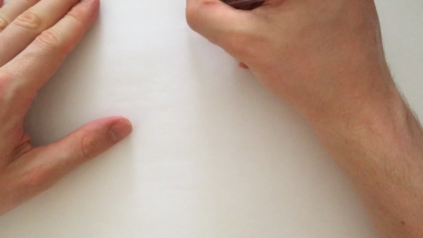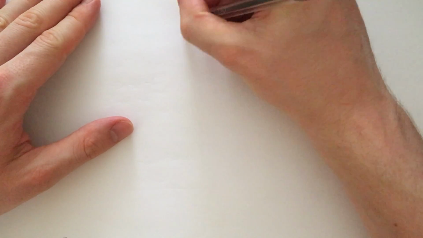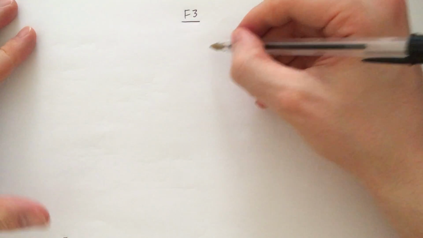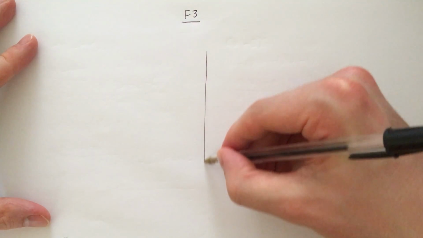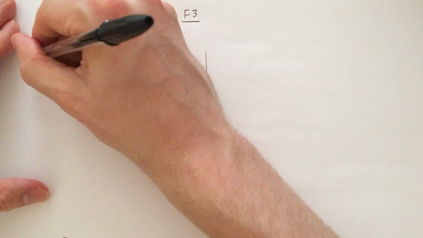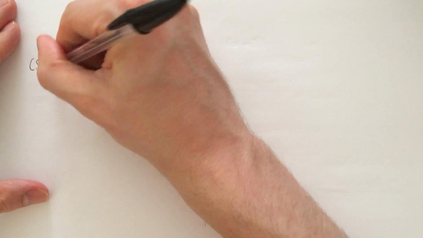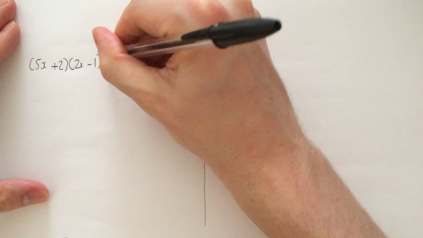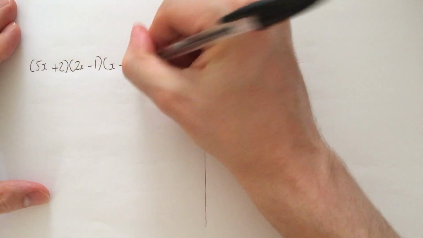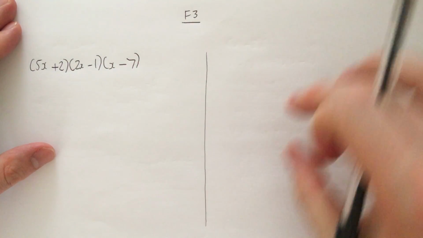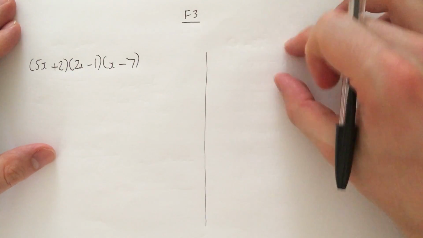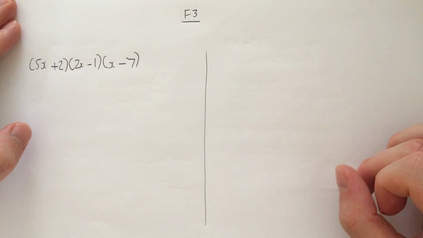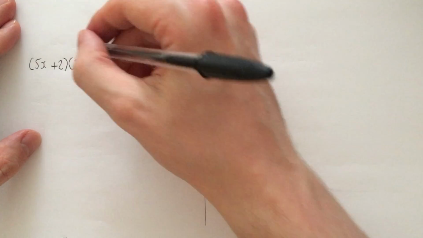Right, F3. Again, I'm going to lay it out in the exact same way so there's no surprises here. 5x plus 2, 2x minus 1, x minus 7 is going to be the first one. Same process. If you want to, have a go at that one yourself, you absolutely can. Right, exactly the same process.